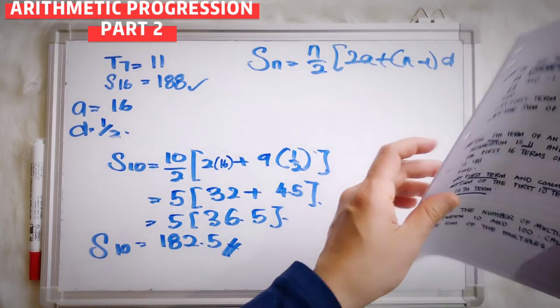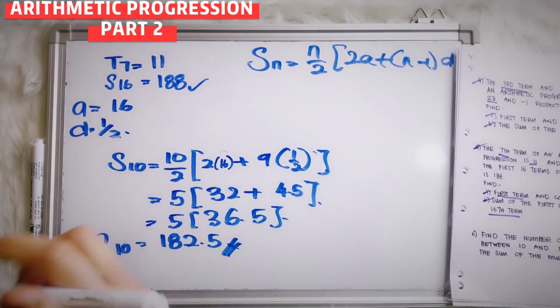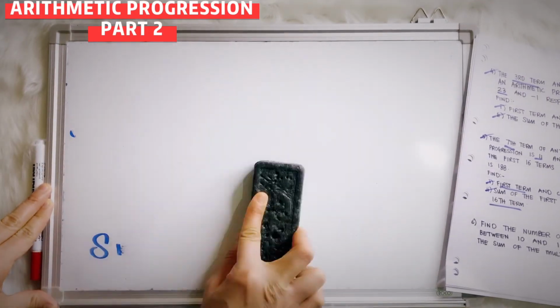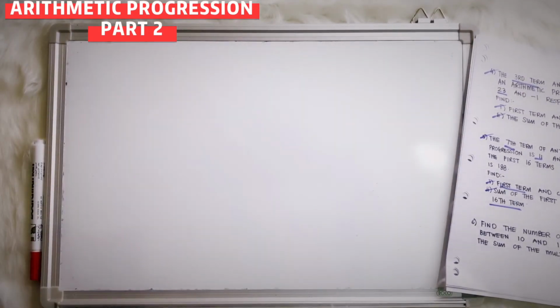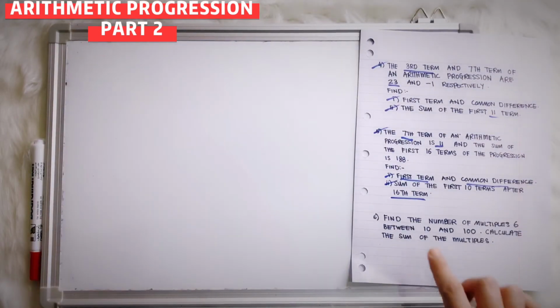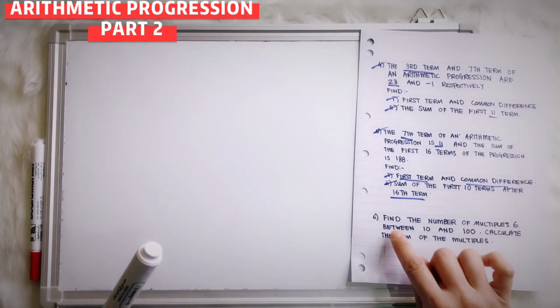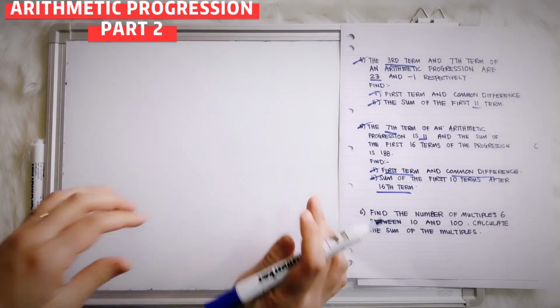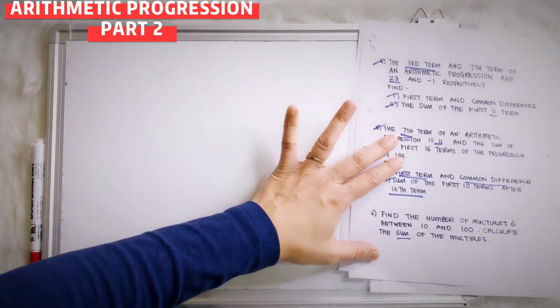Okay, let me clear the whiteboard first. Now we proceed to the next question. Question number 6. Find the number of multiples of 6 between 10 and 100. Calculate the sum of the multiples. Sum, that means you have to use a sum formula.